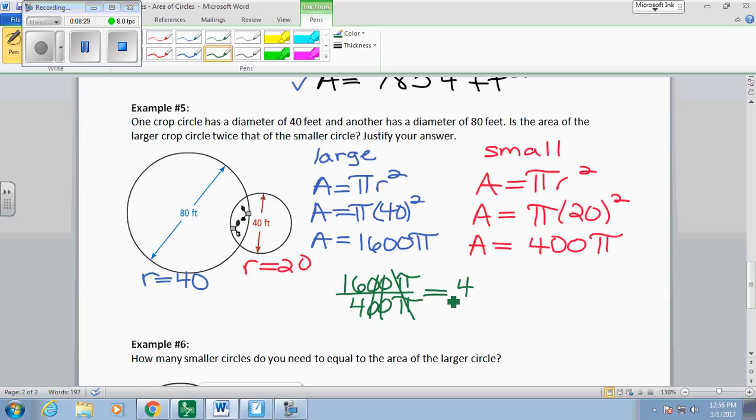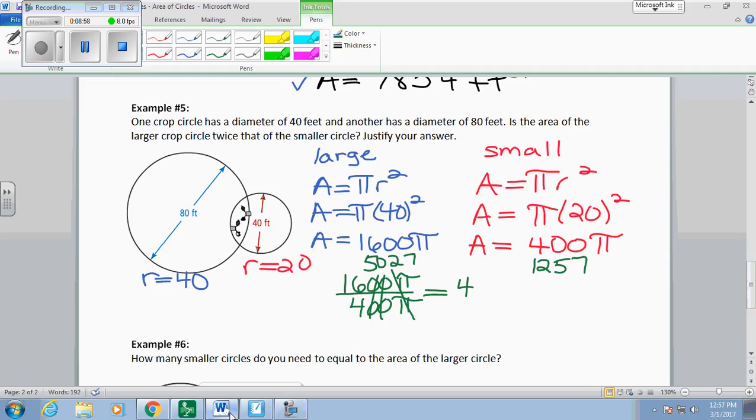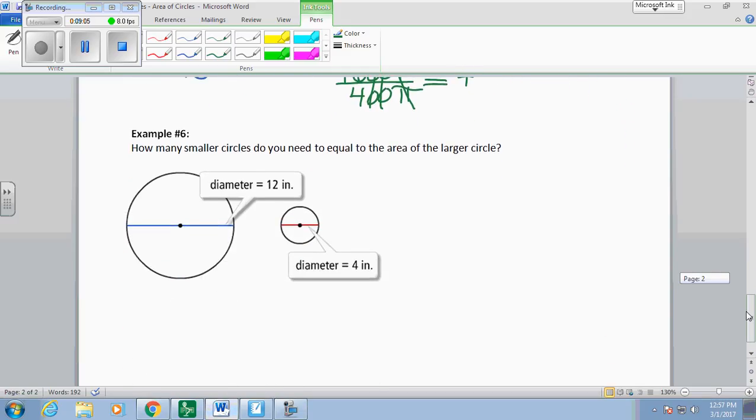If you had multiplied by pi, you would have rounded your answers. So for example, I would have had 5,027 here, and I would have had 1,257. And when you divide those, you wouldn't get a whole number. You would get a decimal. So I just want to show you that real quick. And that decimal does round up to 4. So to get an exact amount, I just left my answer in terms of pi because I could cross them off. So I'm going to ask you guys to go ahead and work on number 6. And again, when you come back, it will be complete.